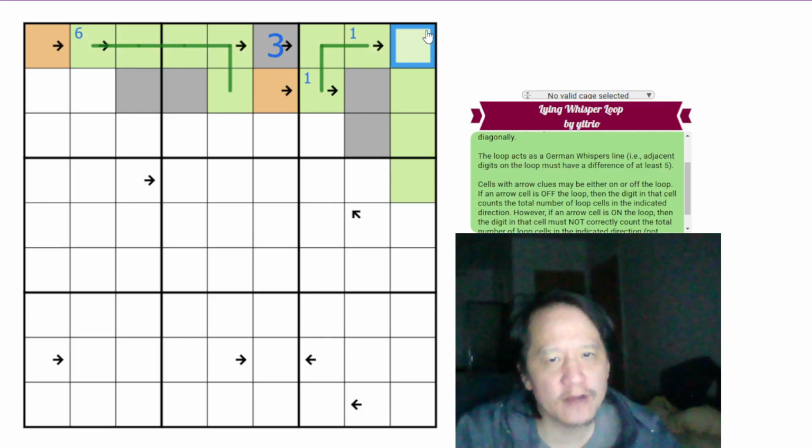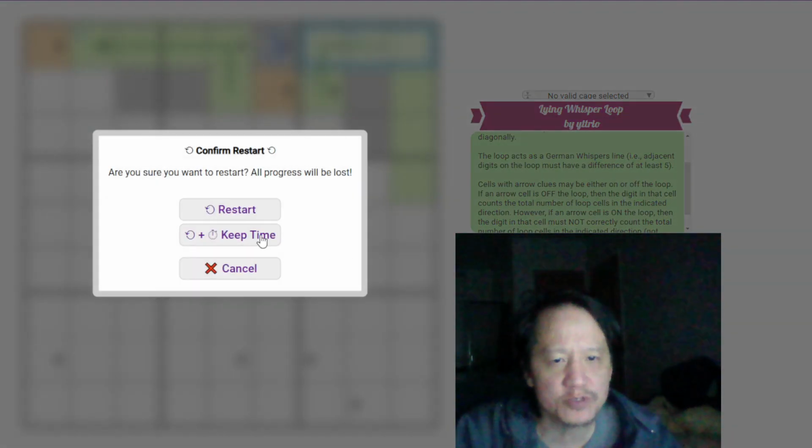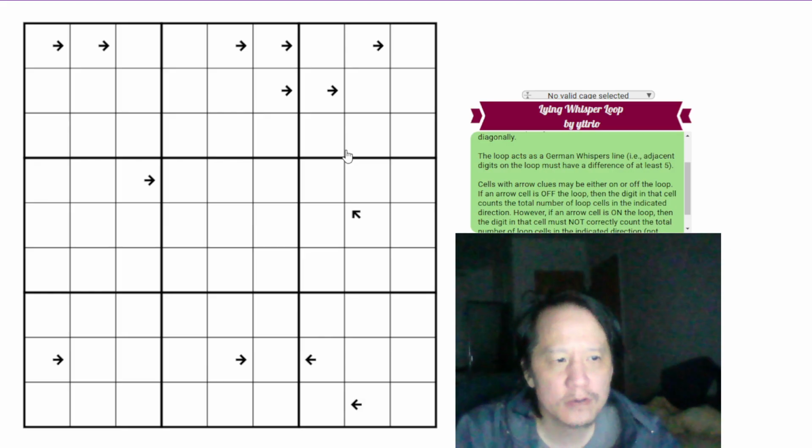So we need a 5 somewhere in row 1. But according to my logic, this would have to be the 5. But then that has to be off the loop. But that's pointing to 7 digits that are on the loop, which does not work. So I made a bad assumption somewhere. I don't know where. So again, this has to be on the loop, because if it's not on the loop, then this must point to the total number of loop cells on it.